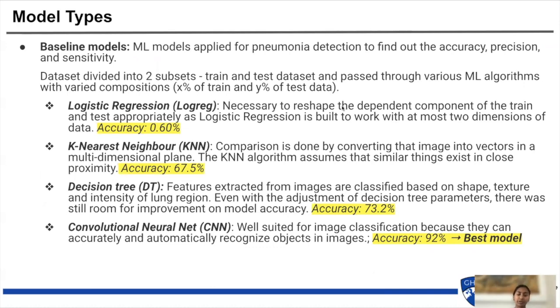So when we are determining which type of model to use, there's a lot of ML models out there that could be used: logistic regression, K-nearest neighbors, decision trees, or convolutional neural networks. Decision trees extract features from images and then classify them based on shape, texture, and intensity of the lung region. But even with the adjustment of parameters, there was still room for improvement on model accuracy, and ultimately my team decided to go with convolutional neural networks because they can accurately and automatically recognize objects within images.